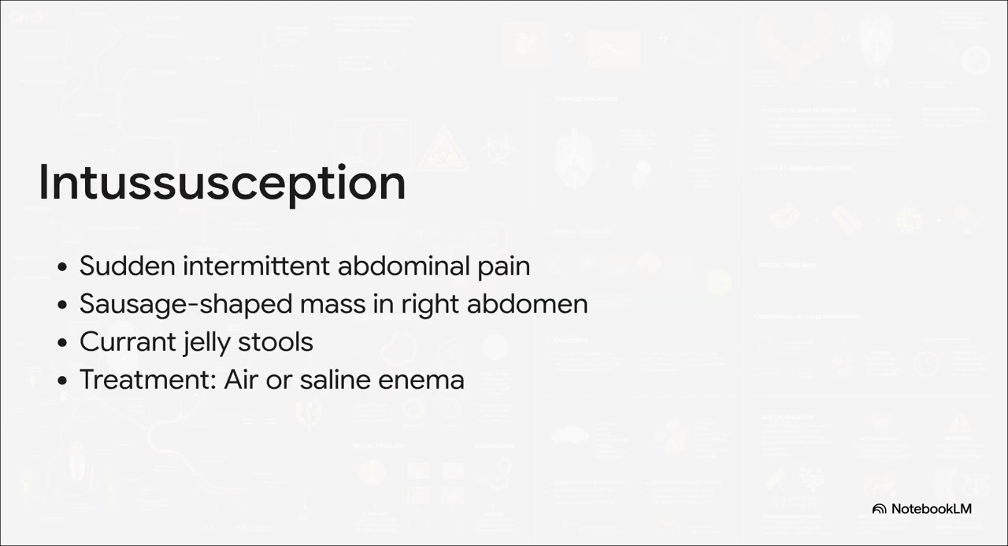You're going to suspect this in an infant who develops sudden, intermittent abdominal pain, basically pulling their legs right up to their chest. On exam, you might actually palpate a sausage-shaped mass in the right abdomen, and they might pass those classic currant jelly stools.